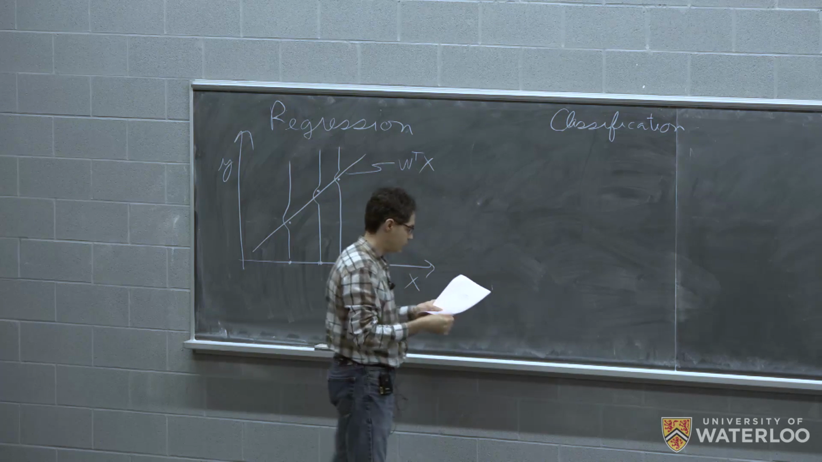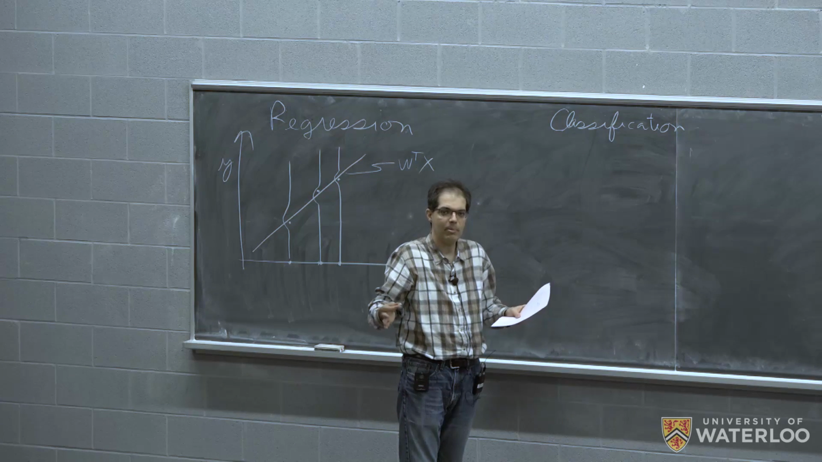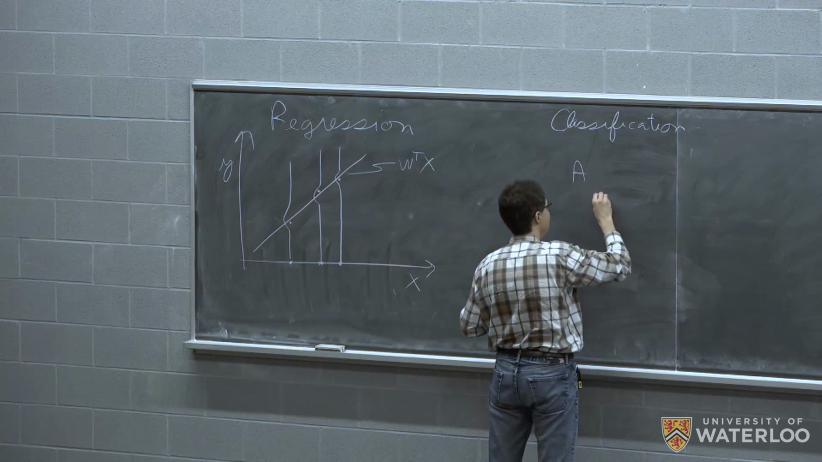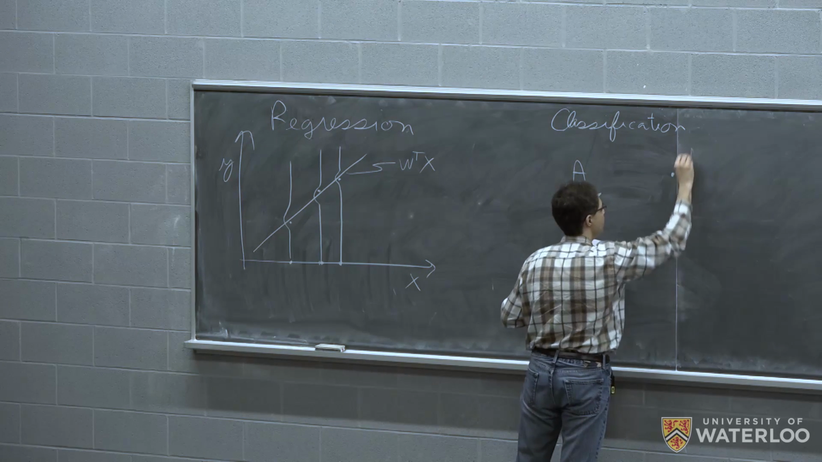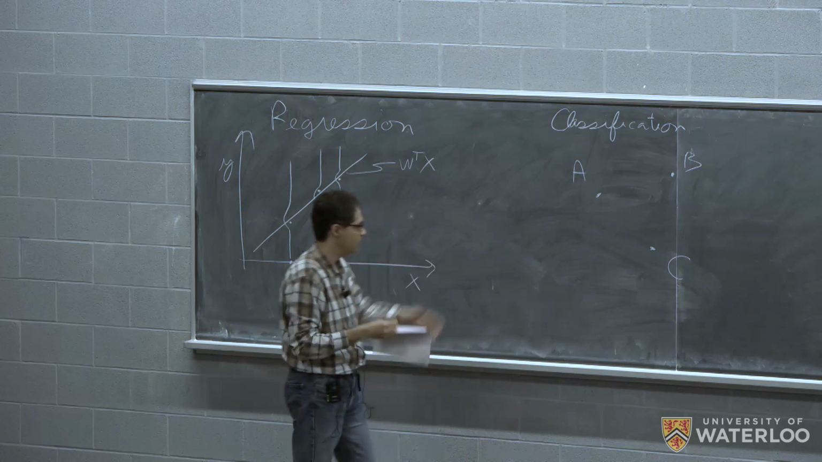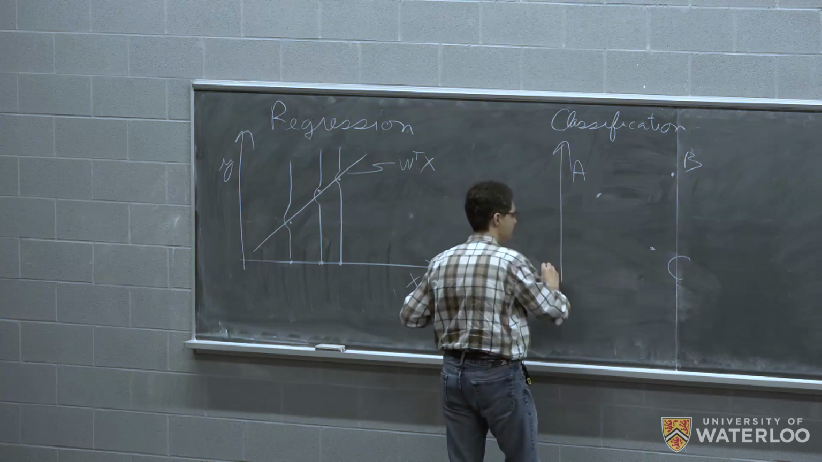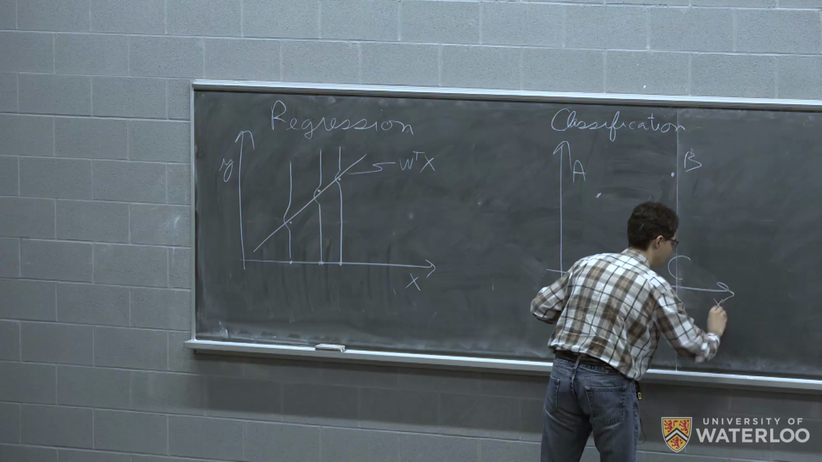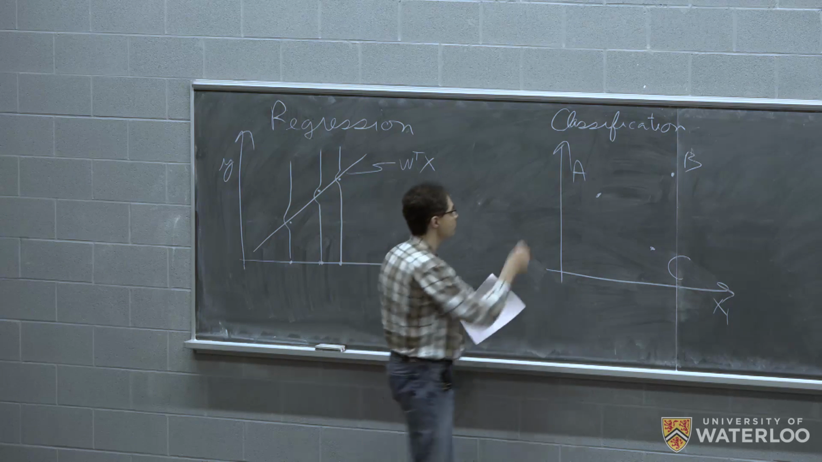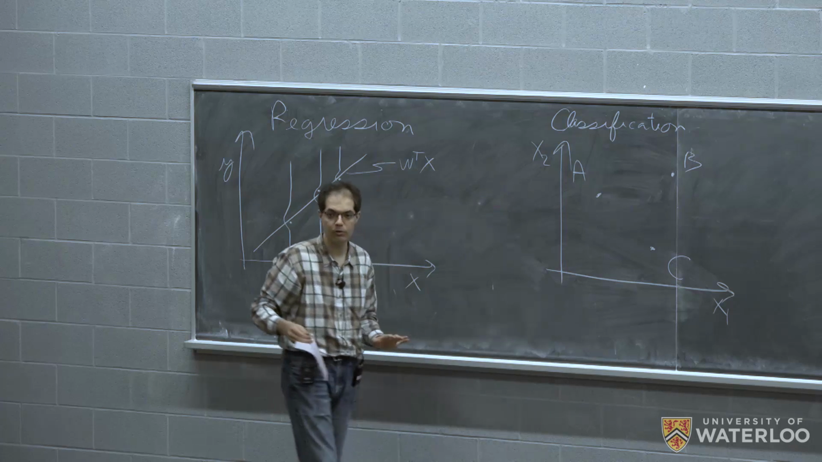So for classification, I could start by saying, let's say that in some domain, I've got 3 possible classes. I'm going to denote them by A, B, and C. Okay, so let's say that I've got 3 classes. And now, in this case, let me use the first axis to denote the first component of my input, x1, and then the second axis to denote the second component of my input.